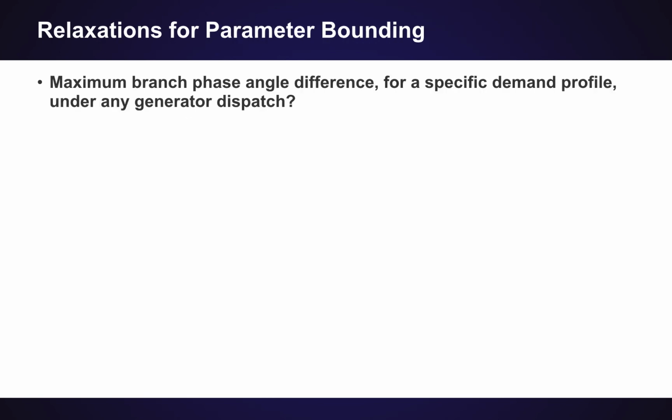Okay, another interesting use of relaxations is for bounding parameters of your problem. We talked about that at the beginning of the lecture, so we'll just show you an example. Imagine you had a question like, what is the biggest angle difference on some branch in your power network? You have a fixed demand profile, but the generators can vary any way they want. So for all the possible generator dispatches, how big could the angle on this line get? You may be curious about that for stability reasons, or because you're curious how heavily loaded that line could get. This is how you can formulate that question.